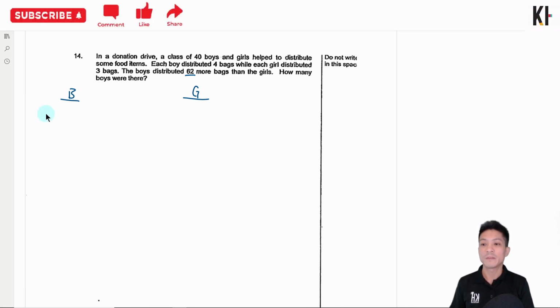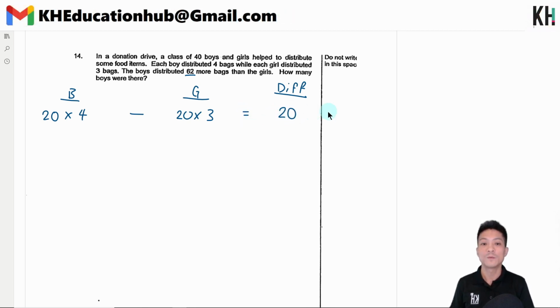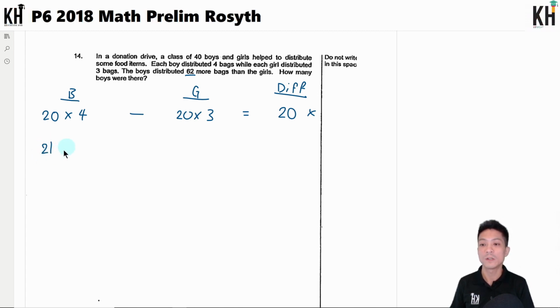So I'm going to take my first guess to be 20 boys and 20 girls. So 20 times 4 and 20 times 3, right? If I subtract them, I want to find out what the difference is. This will give me 20, which is obviously wrong, but it doesn't matter because in guess and check, what you want to establish is the difference. So I'm going to increase the boys by 1 and decrease the girls by 1.